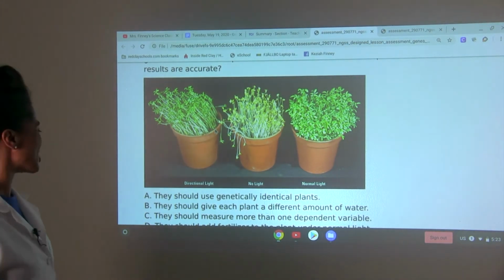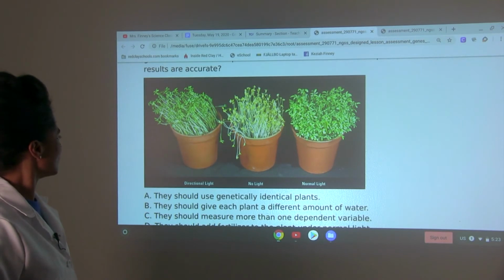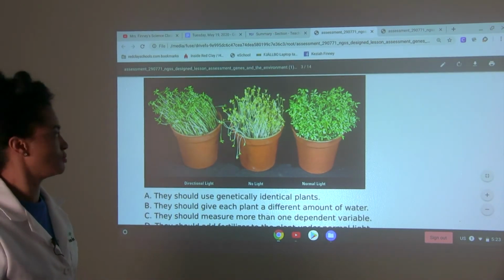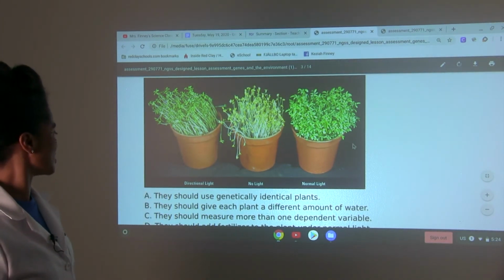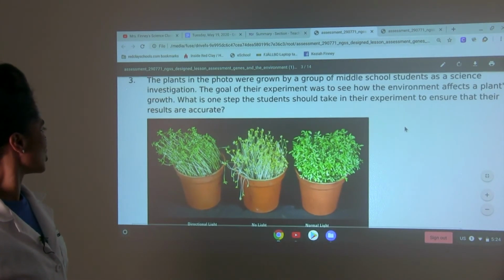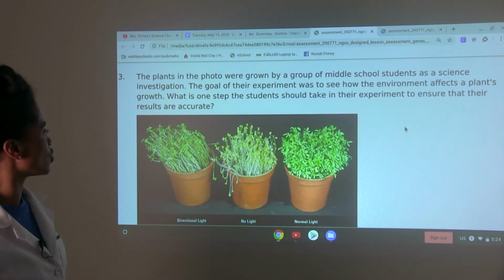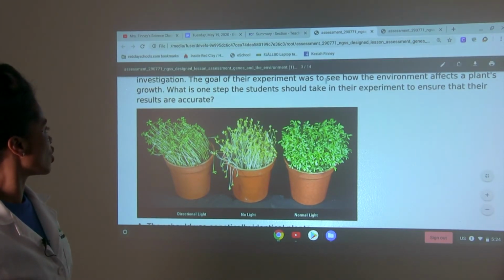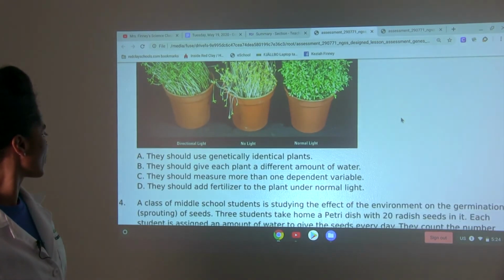I love it. So back to what we were looking at. Directional light, look at the effect. No light, look at the effect. Normal light. Notice the difference. So the question is, what is one step the students should take in their experiment to ensure that their results are accurate? Keep in mind the goal of the experiment was to see how the environment affects a plant's growth.